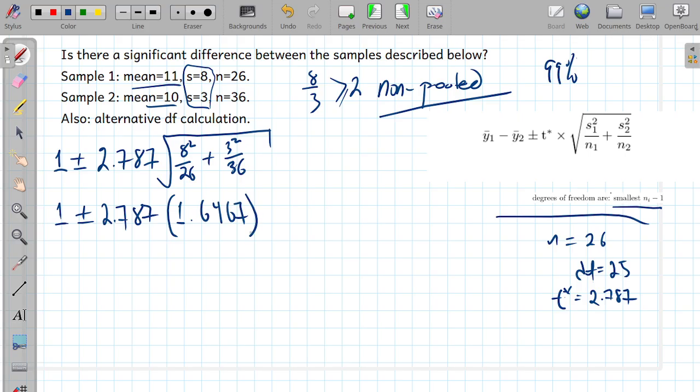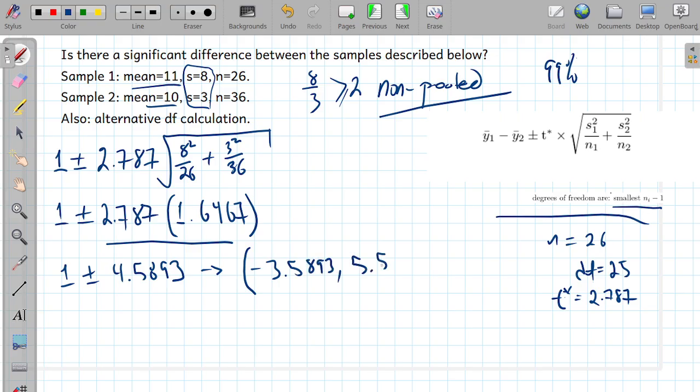And we'll multiply that by our 2.787 to get a margin of error of plus and minus 4.5893. Well, that one's going to span 0, I think. That's pretty obvious. So this then is a lower bound of negative 3.5893, and an upper bound of 5.5893. So is there a difference? No, because we span 0.